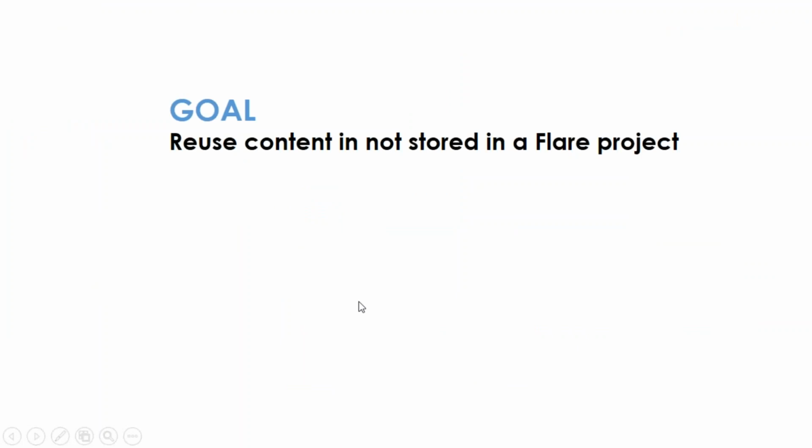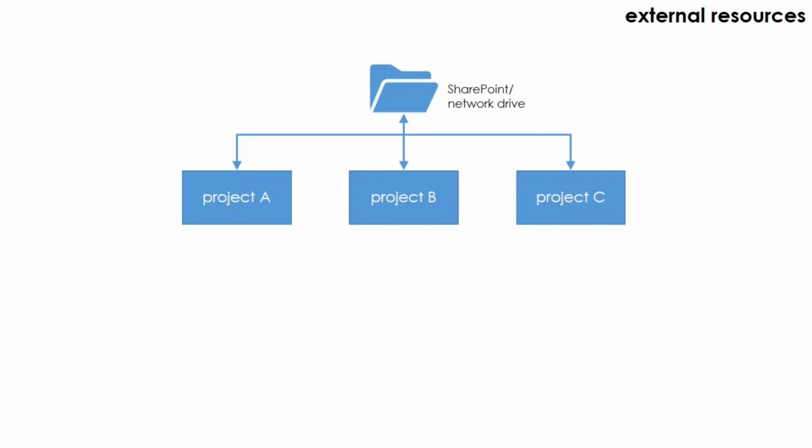Okay, so our next one would be, I have some content, I want to use it, but it's not in another Flare project. If it's in another Flare project, do what we just did. You import it with a Flare import file. But if it's not in a Flare project, you can't import it with a Flare import file. But we can do something else. We can bring it in as something called an external resource. Maybe there's some file in SharePoint or on some network drive, and you want to add it to your project.